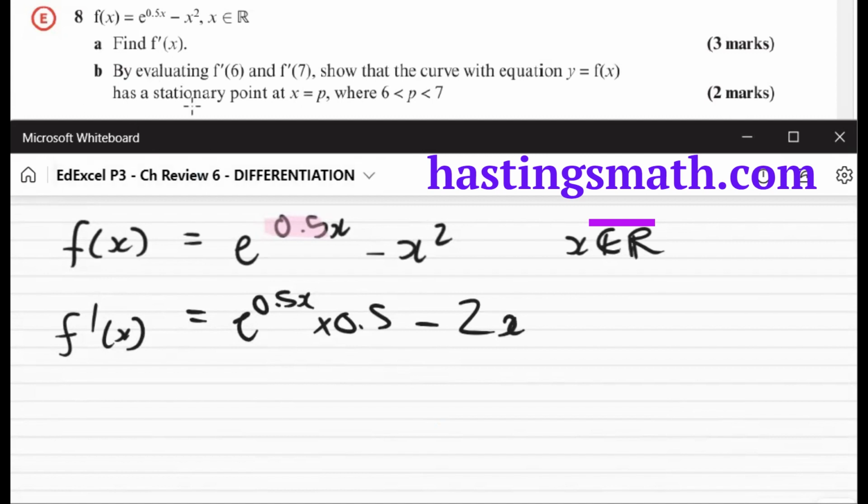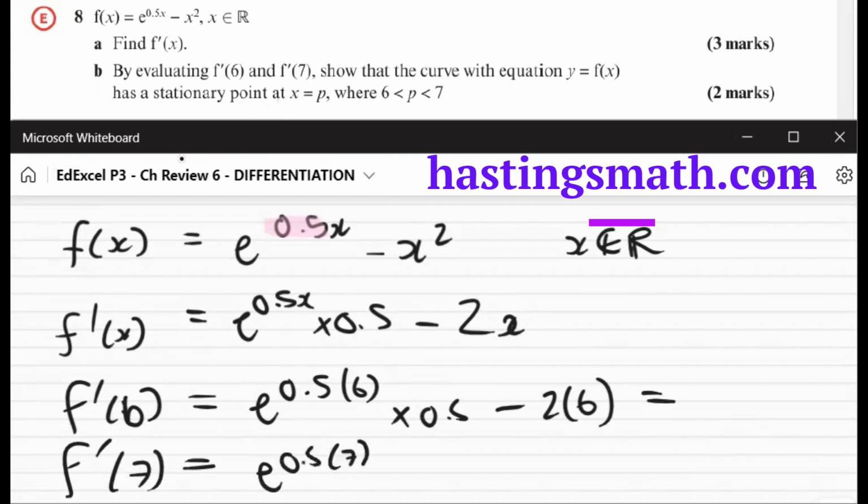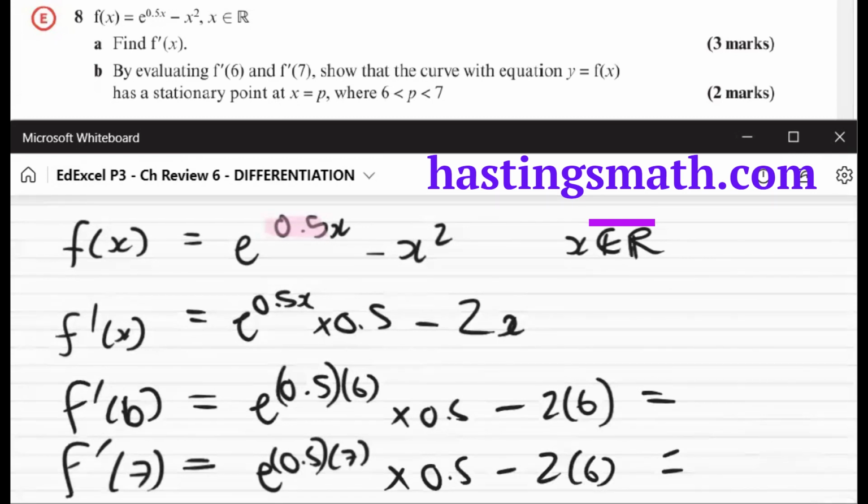Then for part B, it has this word evaluate. So you're basically just letting x equal 6 and letting x equal 7. So first we do that. If we had f dash of 6, we let x equal 6, so it'll be like something like this, times by 0.5 minus 2 times 6. So put that in the calculator, and then we have f dash of 7. Put that in the calculator too, exact same thing with a 7. I like to keep these things in brackets so I don't make any silly mistakes. For me, I got for f dash of 6, negative 1.957, and then I got a positive 2.557.